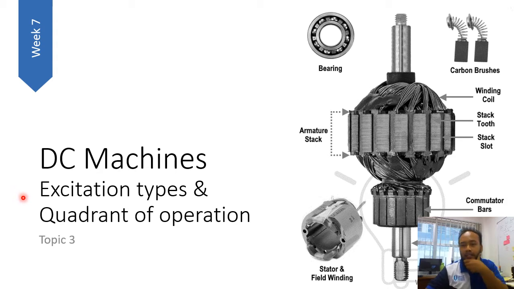So today we're going to look at how we create that excitation, how we feed the machine, or in simpler words, how you feed the machine with electricity from the power supply to both the armature and field winding. Okay, and then later we'll talk about quadrant of operation, meaning basically quantifying or identifying the type of power that we are either delivering or receiving from the DC machine. So let's begin.